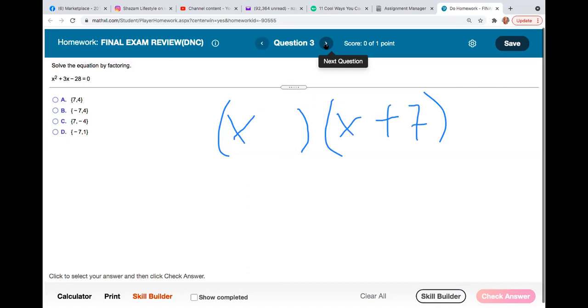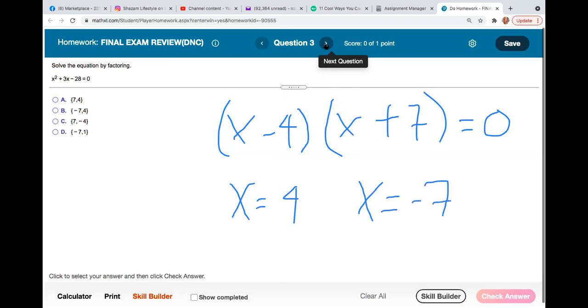a negative 4. And of course, you want to set each factor equal to 0 and solve, or just ask the question, what number minus 4 makes the first parentheses 0? Positive 4. What number plus 7 makes the second parentheses equal to 0? Negative 7. So there's your 2 answers. That's easy.